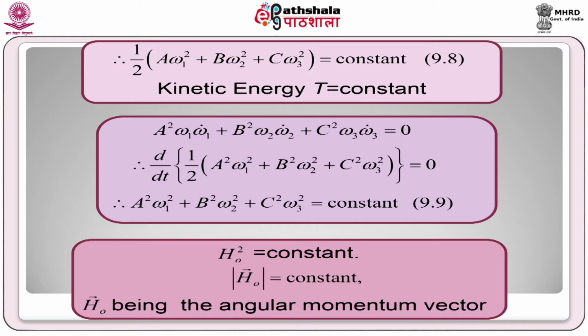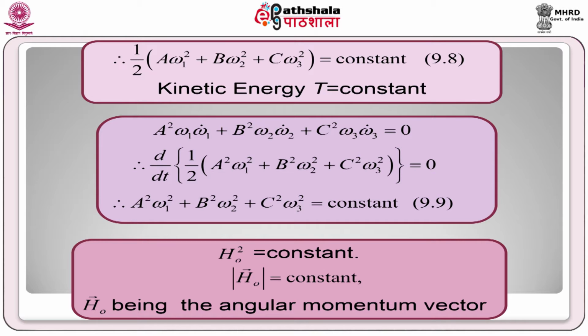Here H0 vector is the angular momentum vector. We have denoted the angular momentum vector as the yellow vector. Here we just used capital H0 vector to denote the same quantity, that is the angular momentum vector about the point O. Capital A omega 1 is the component of the angular momentum vector about the x axis. Capital B omega 2 is the component of the angular momentum vector H0 about the y axis, whereas capital C into omega 3 is the component of the angular momentum vector about the z axis.